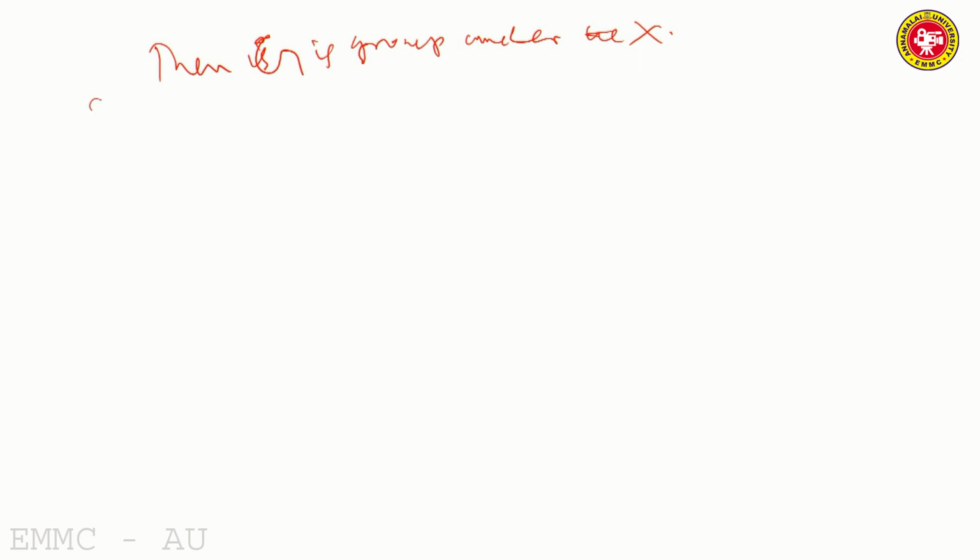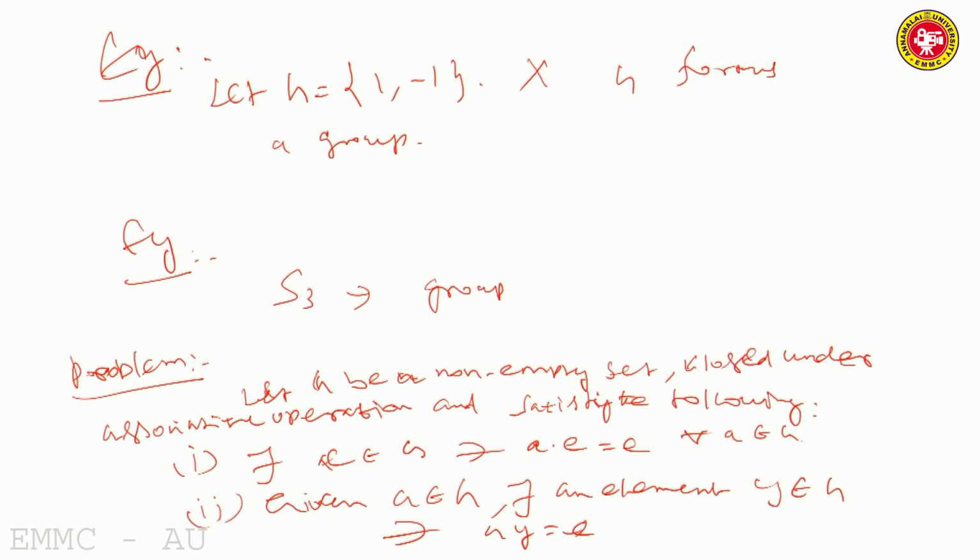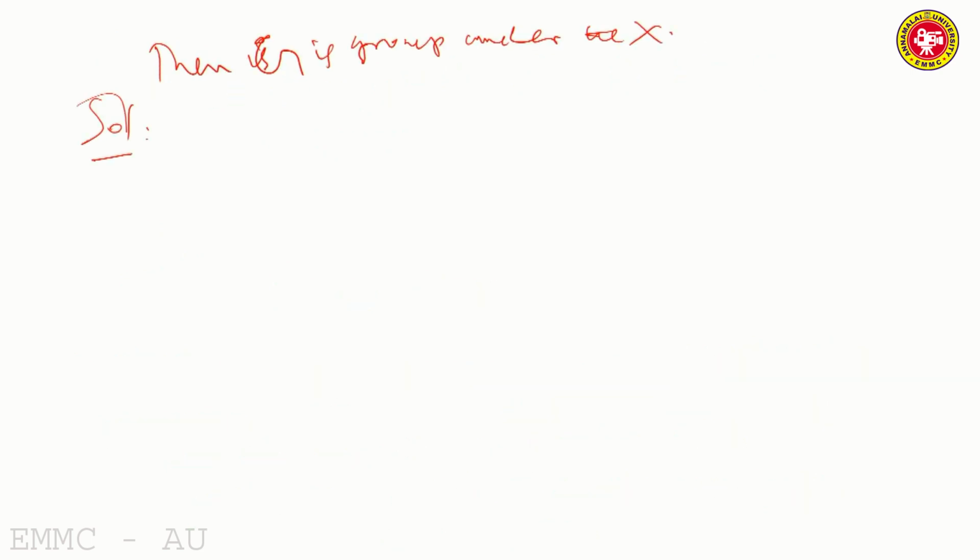We give a solution for this particular problem. To prove there exists an identity, and suppose if we have an element Y, then A dot Y is equal to identity. We have to prove this, so we move on to another problem.